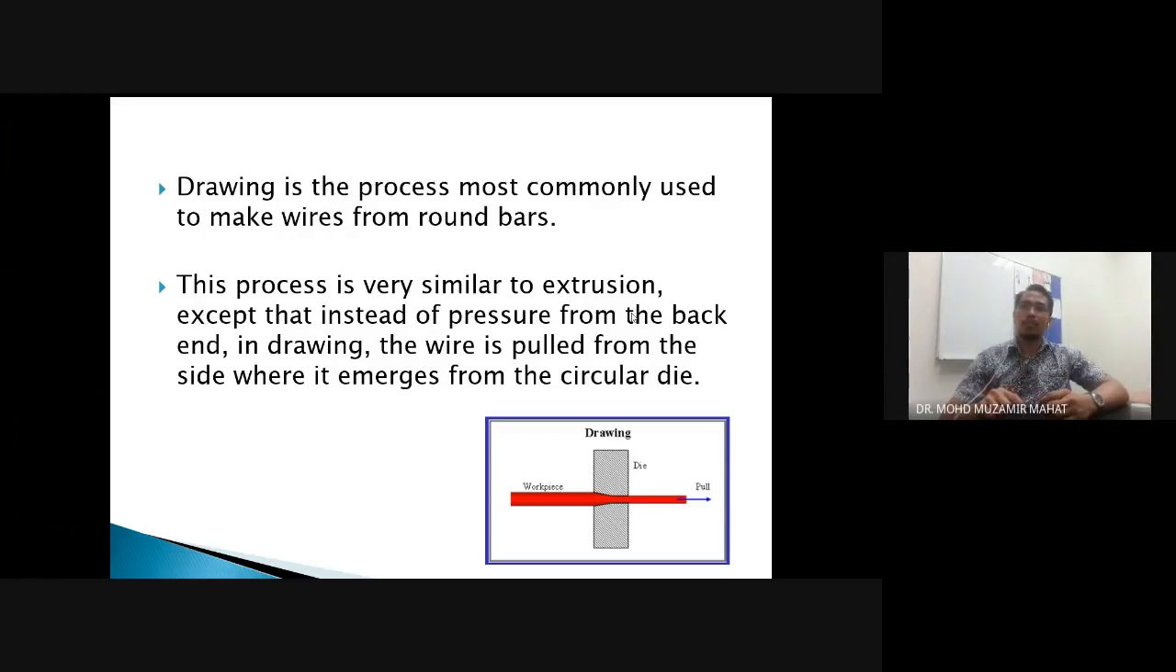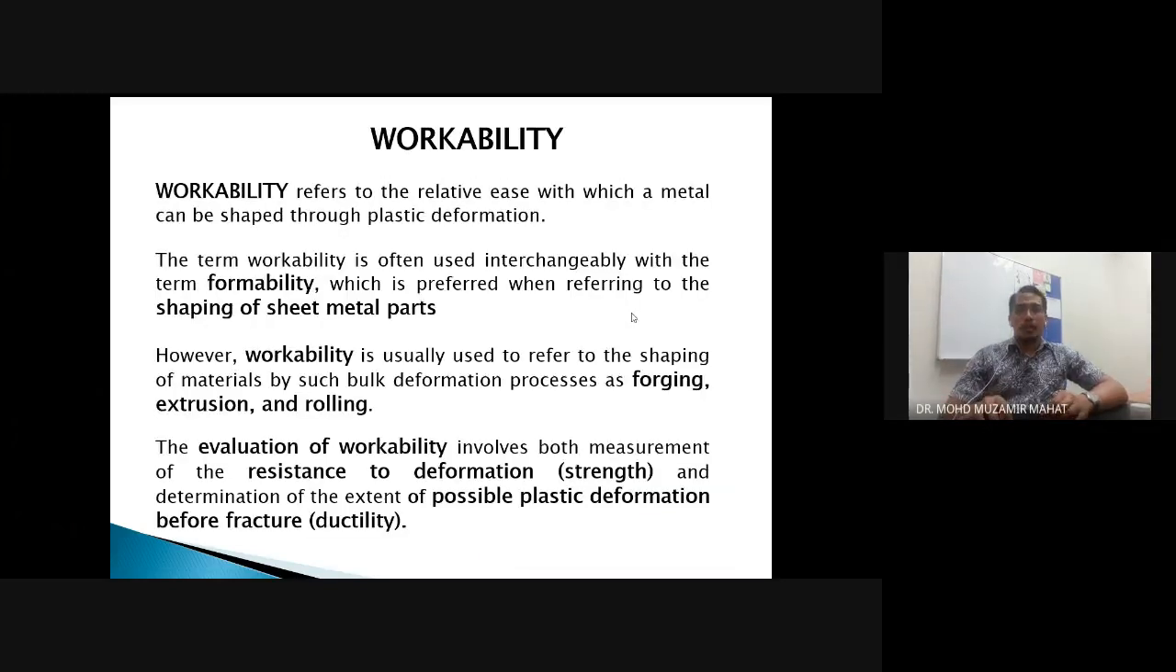You can see on the figure, it's very helpful to explain. Just pull the billet through the die, and the workpiece on the left will change its thickness. Therefore, you get something after you pull the workpiece through the die. This process is very similar to extrusion, except that instead of pressure from the back end, in drawing the wire is pulled from the side where it emerges from the circular die.